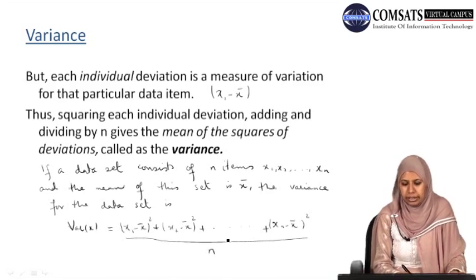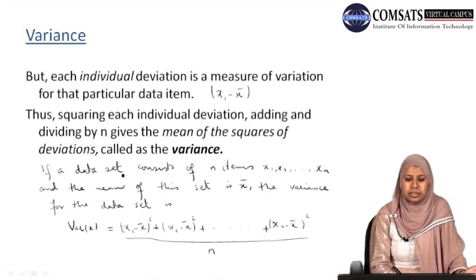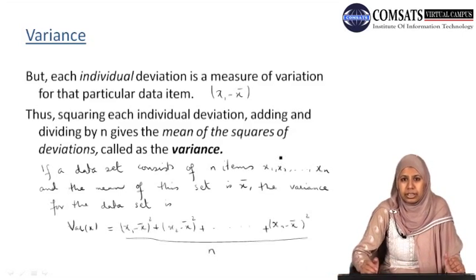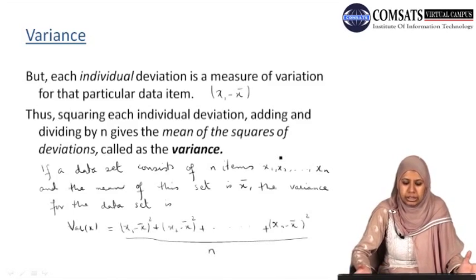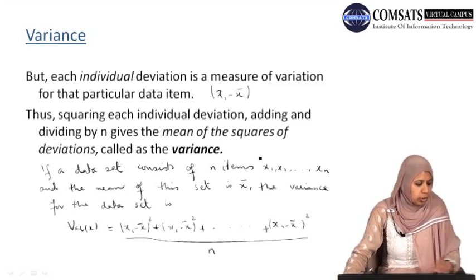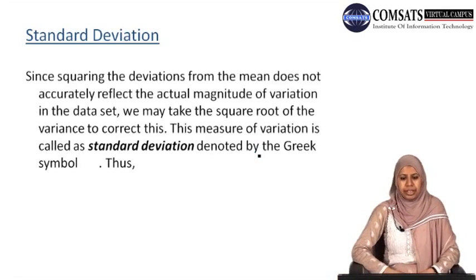Dividing all this sum by n gives us the mean of the squares of deviations, and it is called the variance. So one way to find the variability of our data set is to find the variance. That is, instead of taking the average deviation from the mean, which is always equal to 0, and from there we get no information, we square the individual deviations, add all of them and divide by the total number of data items n. But it has been observed that squaring the deviations from the mean does not accurately reflect the actual magnitude of variation in the data set.